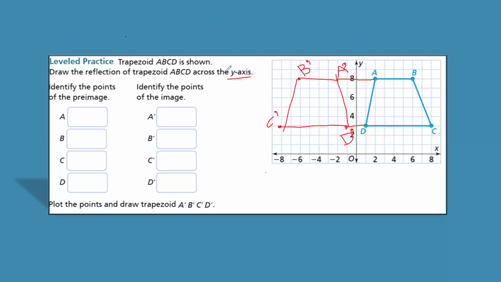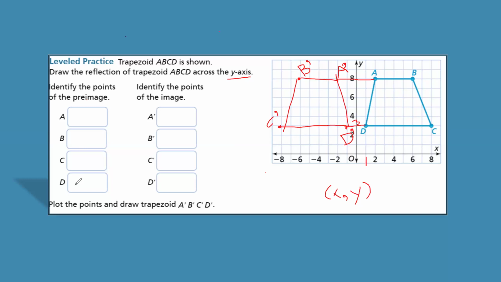And this is the image of the trapezoid. Give me the points now. We know points start from X, the value of X, then the value of Y. So I will start with the value for D. X is what? And the Y is 3.